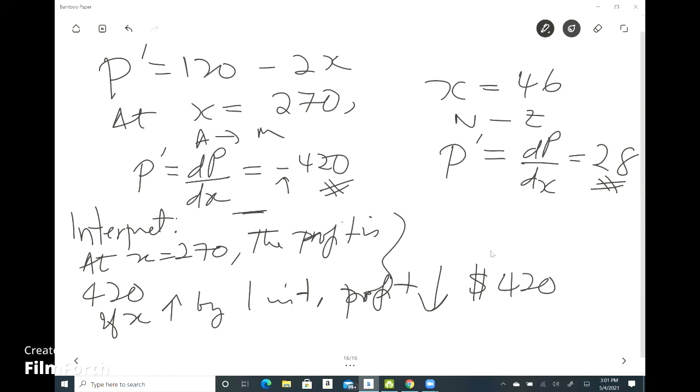So that means, if we want to make the interpretation, we relate back to the delta P over delta X, all right? One unit increase in the X, the profit, since it's negative, that means we decrease. Decrease by how much? Decrease by 420, where? At X equal to 270.